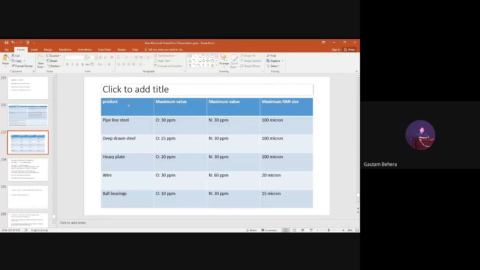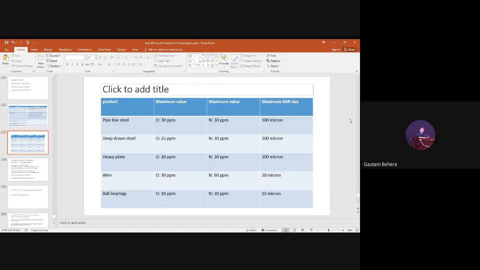Okay. And there is another data we have here, which talks about different types of steels, the maximum value of oxygen, the maximum value of nitrogen, and the maximum size of non-metallic inclusion. So basically these are some limits. That means, as I told, we cannot remove 100% oxygen, 100% nitrogen, or 100% non-metallic inclusions. Anyhow, the steel will have some nitrogen, some amount of hydrogen, and some amount of non-metallic inclusions.